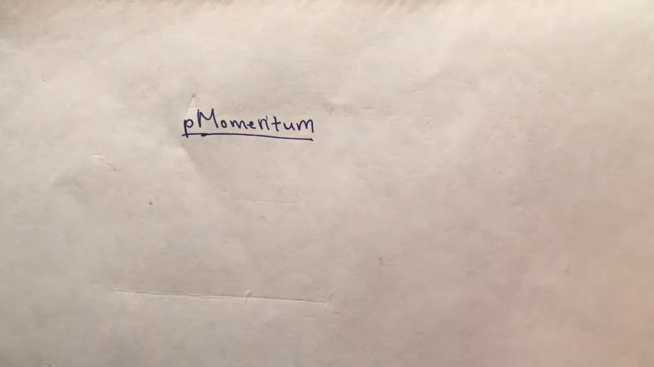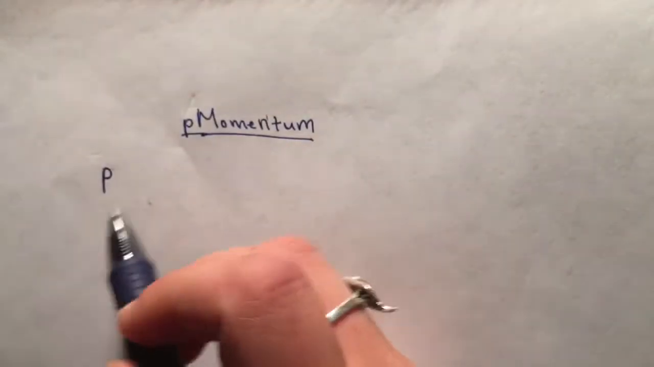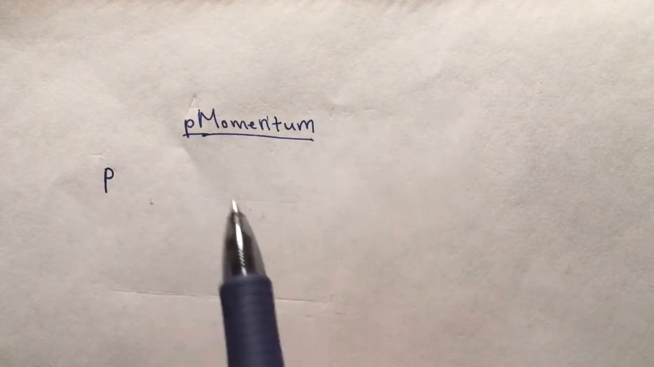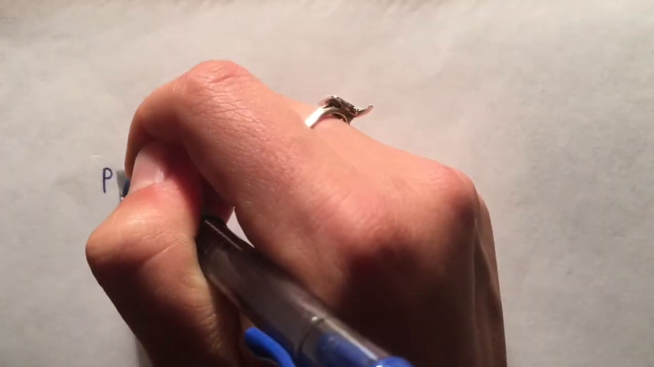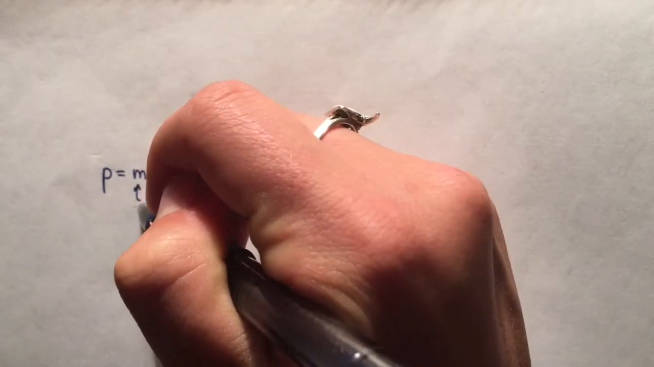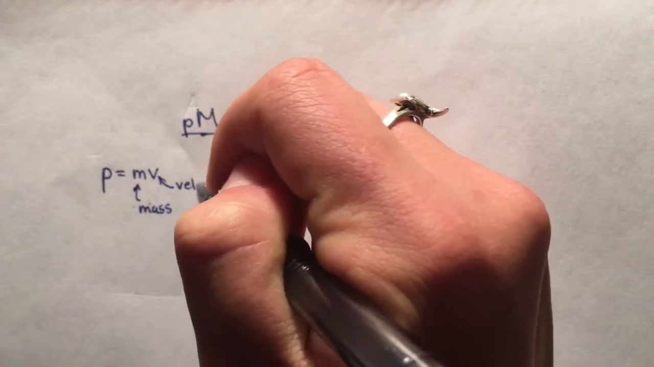Well, momentum is inertia for moving stuff. So momentum describes a resistance to a change in motion for moving stuff. Momentum is represented by the letter P, a lowercase p, even though you can't really tell it's lowercase. Momentum is equal to mass times velocity. So the m is mass, the v is velocity.